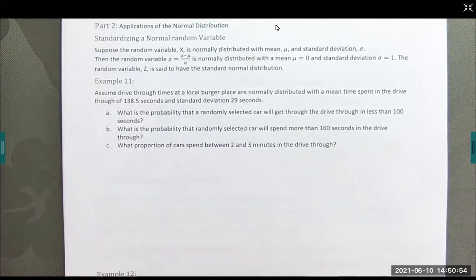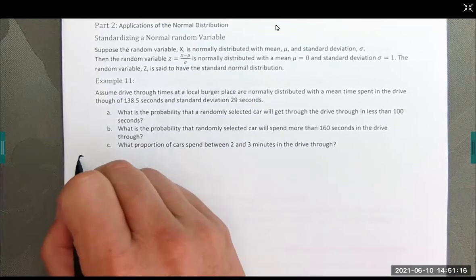Let's just jump into it. That'll be the easiest way to do this. Assume the drive-through times at a local burger place are normally distributed with the mean time spent in the drive-through 168.5 seconds and standard deviation of 29 seconds. Part A says, what is the probability that a randomly selected car will get through the drive-through in less than 100 seconds? So let's start.